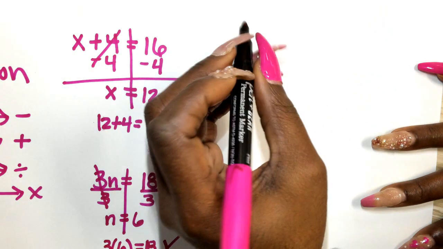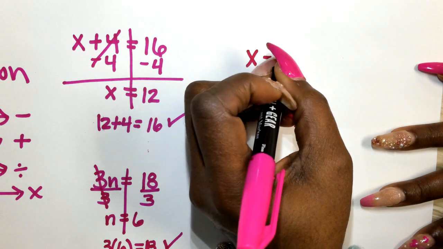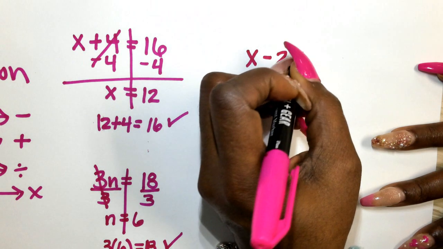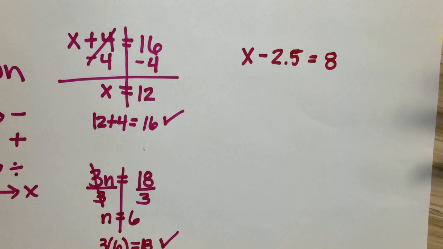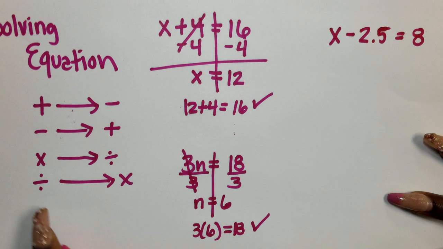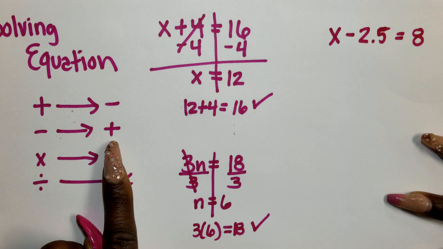Let's say I have x take away 2.5 is equal to 8. And again, it's the same exact process. Whatever you do to one side, you do to the other. Identifying my inverse. My inverse of subtract is add. So I would just simply add.